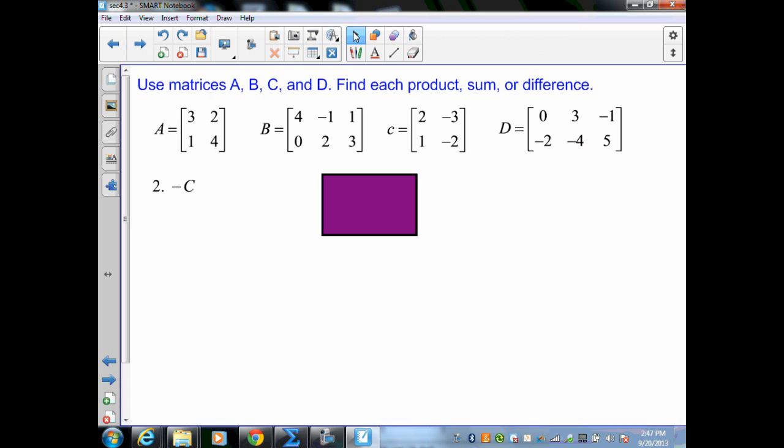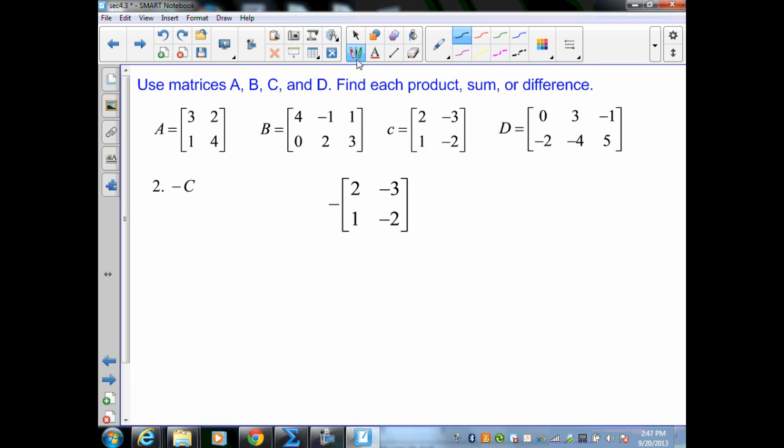Our next example, I have a negative 1 times C. That's a negative 1, which is our scalar, times matrix C. Now, all I need to do is to take a negative 1, doesn't have to be shown, and multiply that by each element in the matrix. Negative 1 times 2 is a negative 2. Negative 1 times a negative 3 is 3. Negative 1 times 1 is a negative 1. And negative 1 times a negative 2 is 2.